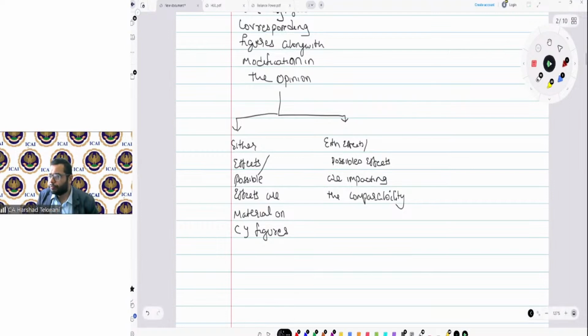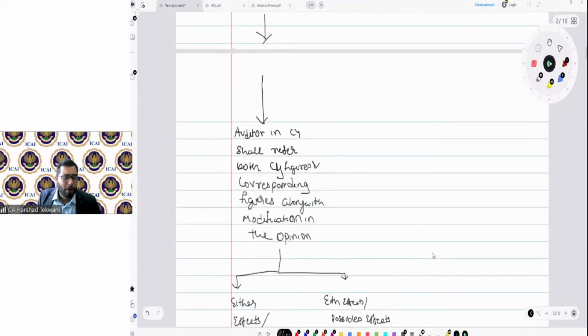Clear? And I will refer this fact in my audit report. So I'm talking about part of the audit report. Any doubt?